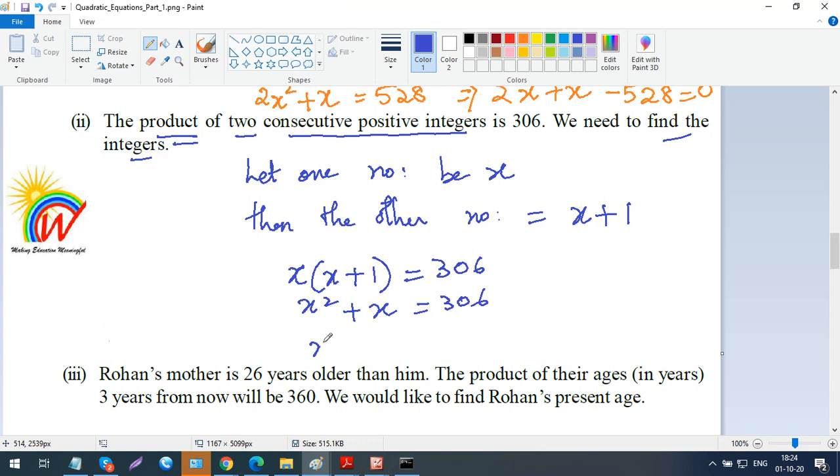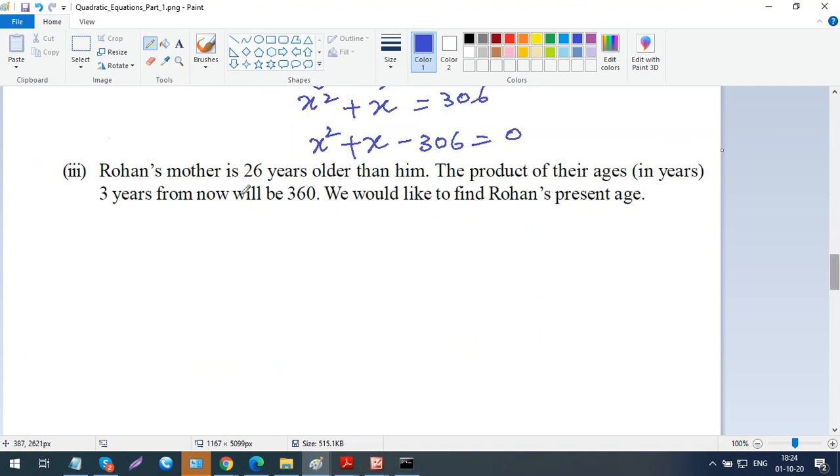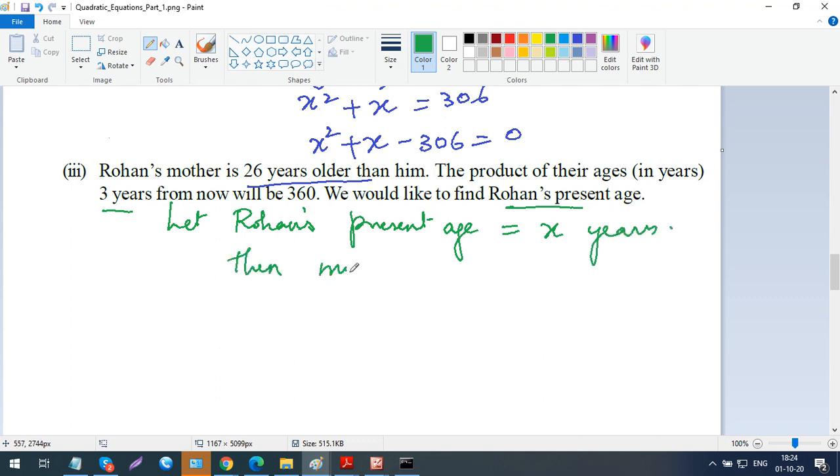Okay, so now we'll come to the last question over here. Rohan's mother is 26 years older than him, and the product of their ages in 3 years is, or everything is given. Now here you look at the last line, it says we'd like to find Rohan's present age. So we will say let Rohan's present age be x years. Then mother's age is equal to, you see Rohan's mother is 26 years older than him.